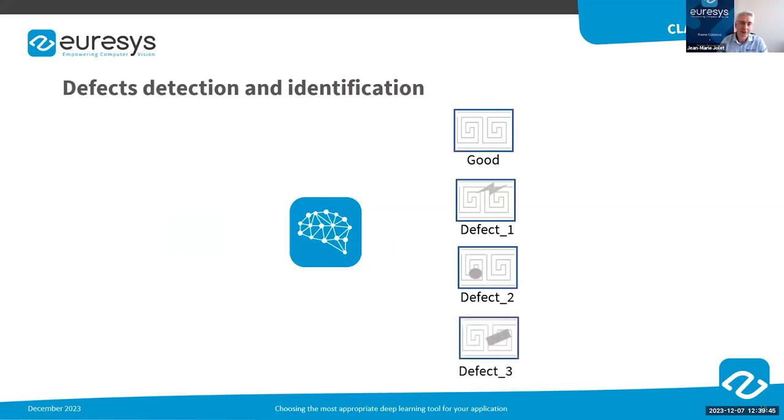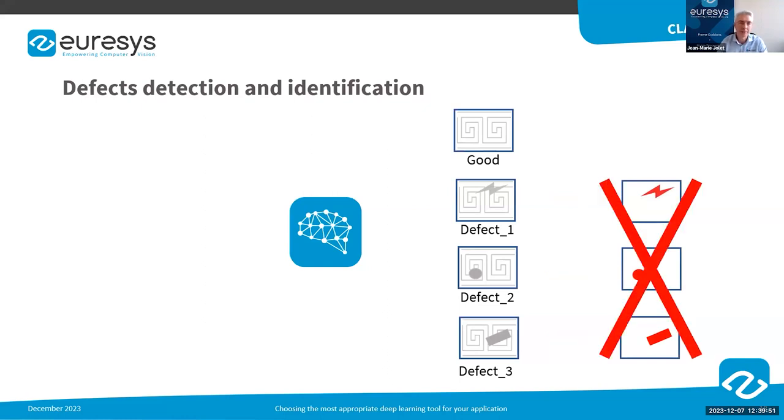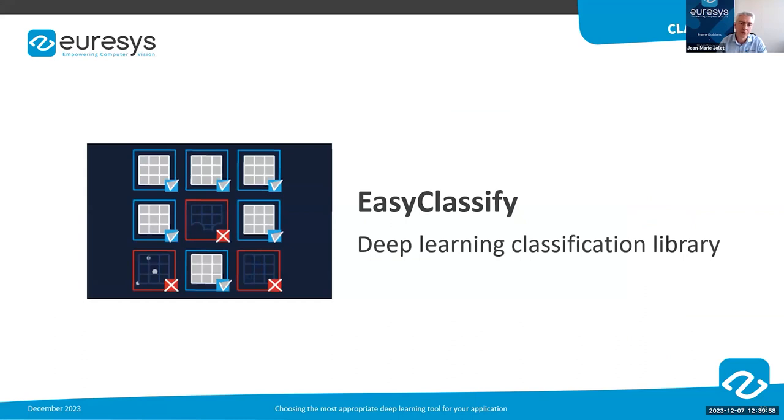However, what the classifier cannot do is to accurately locate the defect itself. And this is the main limitation of classifiers. In OpenEvision, the deep learning classification library is called EasyClassify. Our next tool is the segmenter. According to the operating modes, two flavors of segmenters are available.